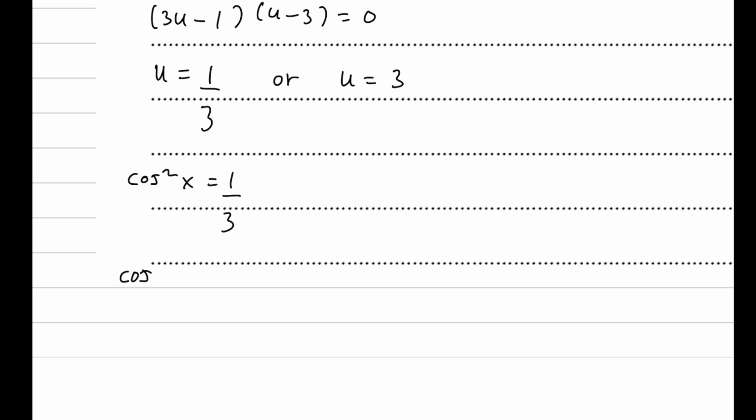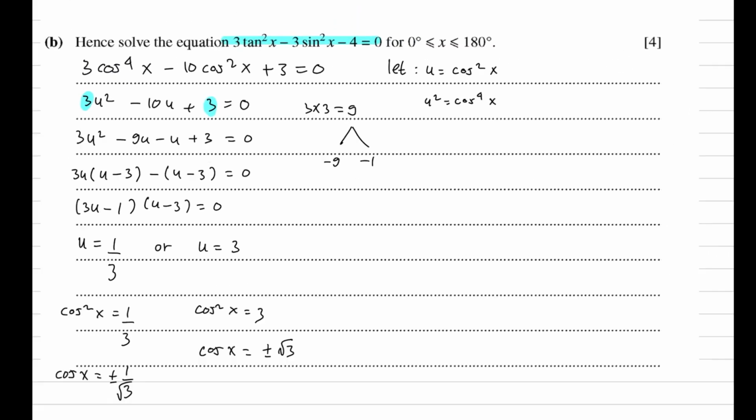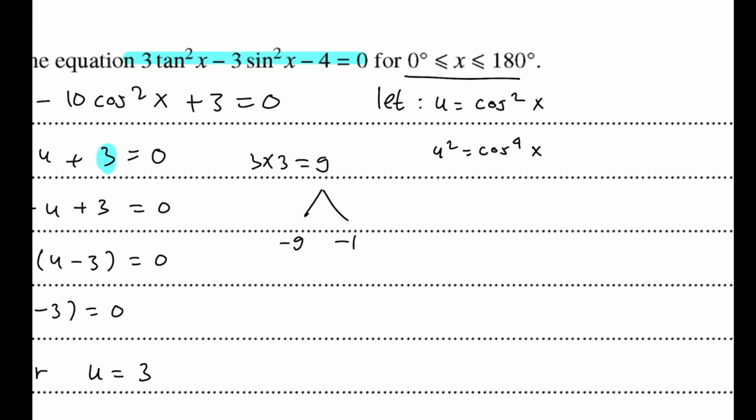So cos x equals plus or minus 1 over square root of 3. And the second one is cos square x equals 3, so cos x equals plus or minus square root of 3. Now, how to find x? Let's see the domain first. The domain from 0 to 180 degrees only includes the first quadrant and second quadrant.